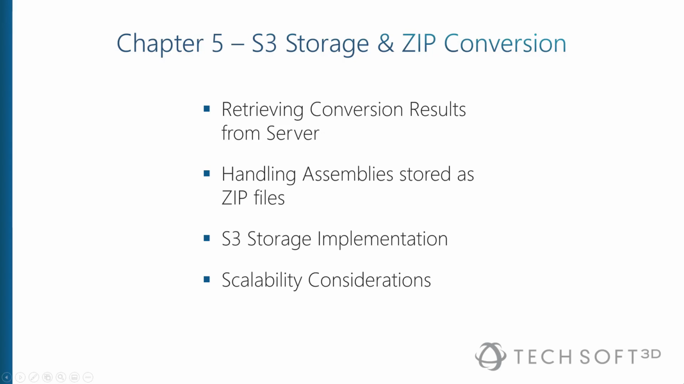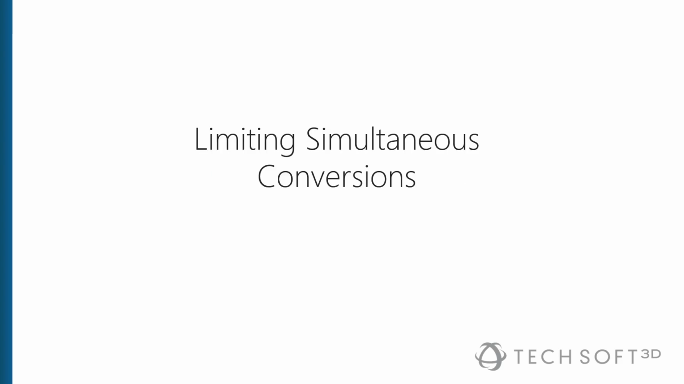So in this chapter, we wrap up our conversion queue server-side code and implement some additional functionality before we move on to the client implementation. We start by retrieving the results of our conversions from the server. We demonstrate how to handle zip file upload for assemblies, and then we deal with Amazon S3 storage. And at the very end, we talk a little bit more about additional scalability considerations and using MongoDB Atlas for storing our queue. Okay, let's dive into the code.